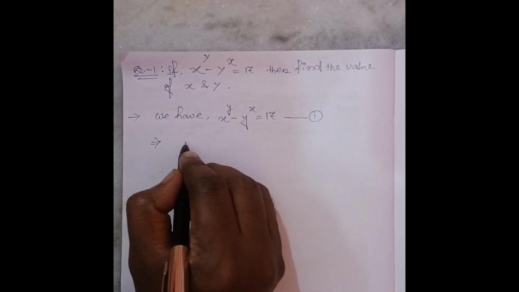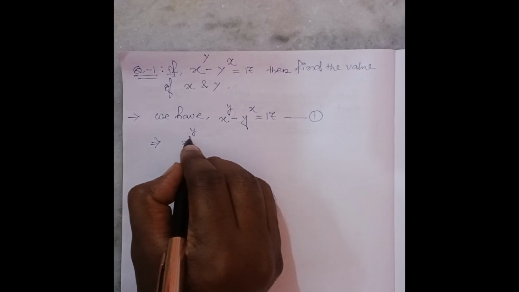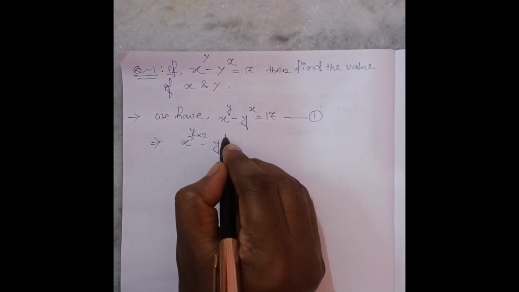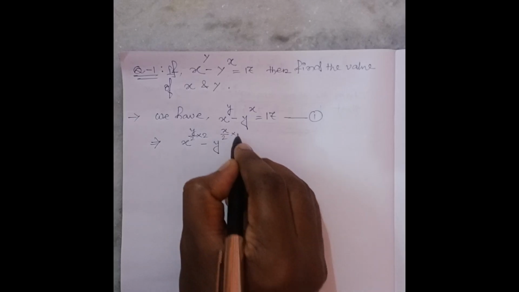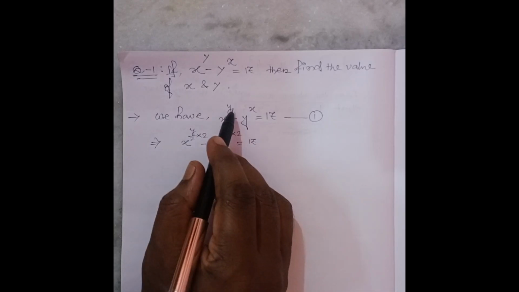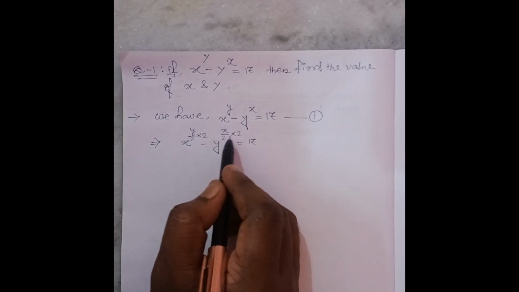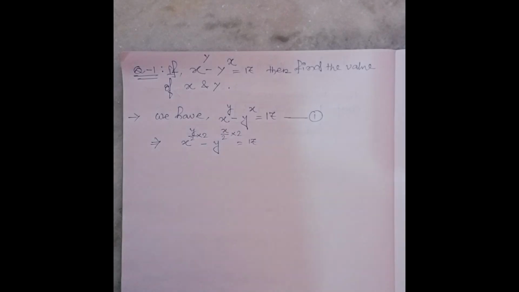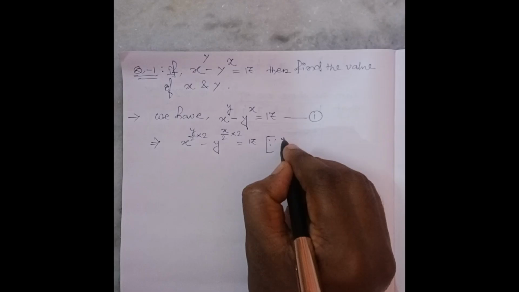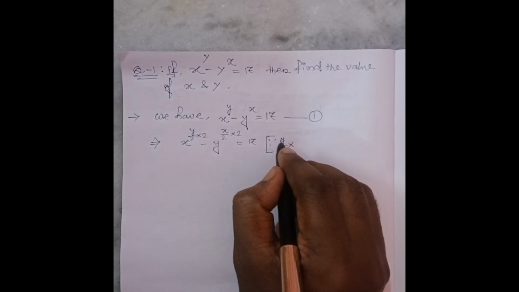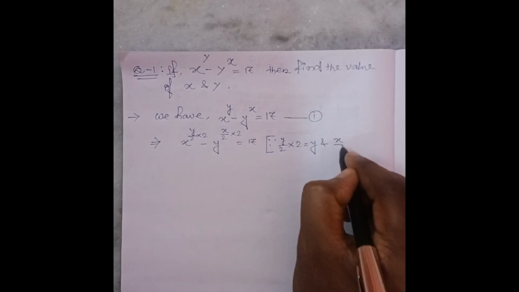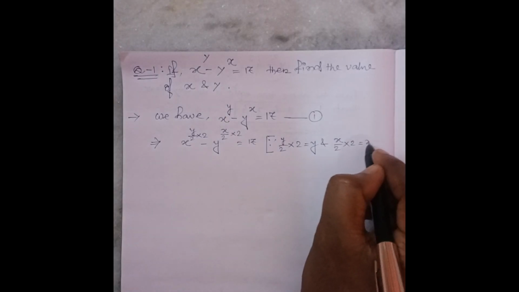From here we can write this as x to the power y by 2 into 2 minus y to the power x by 2 into 2 is equal to 17. Simply, y by 2 into 2, the 2s cancel and y remains as it was, and similarly x remains as it was. We will explain it, since y by 2 into 2 is equal to y and x by 2 into 2 is equal to x.